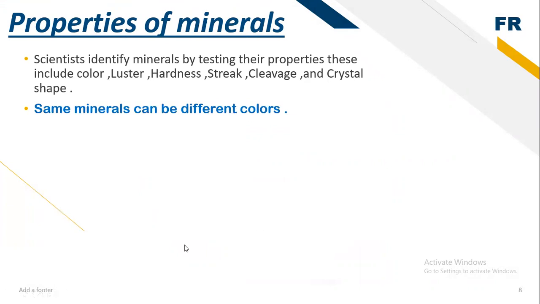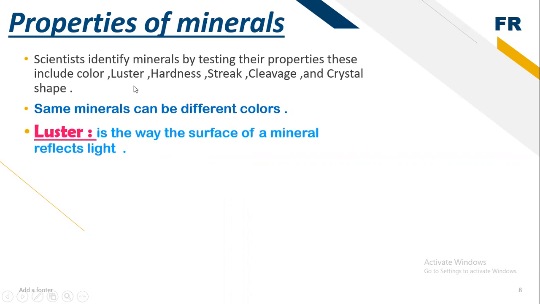We have 6 main properties we are going to talk about today. First one, color, luster, hardness, streak, cleavage, and crystal shape. Maybe, guys, you will find the same mineral but having different colors, exactly like the previous examples that we talked about. The same minerals can be found in different colors, and you can even find different minerals having the same colors. So that's why using color only is not enough to identify a mineral.